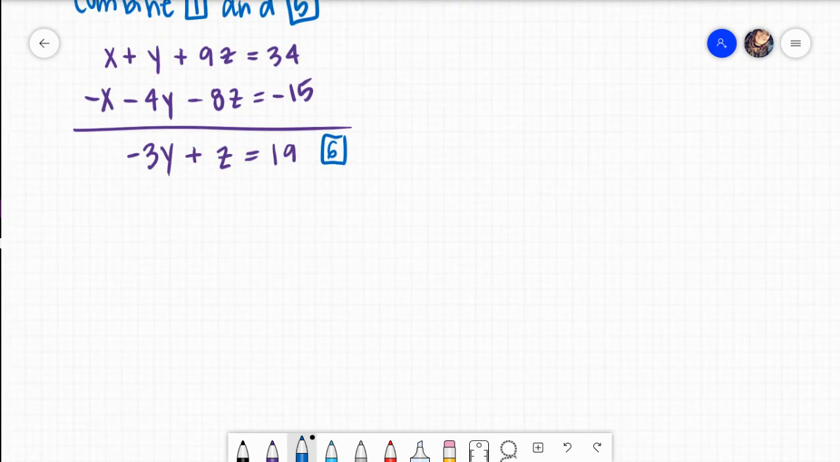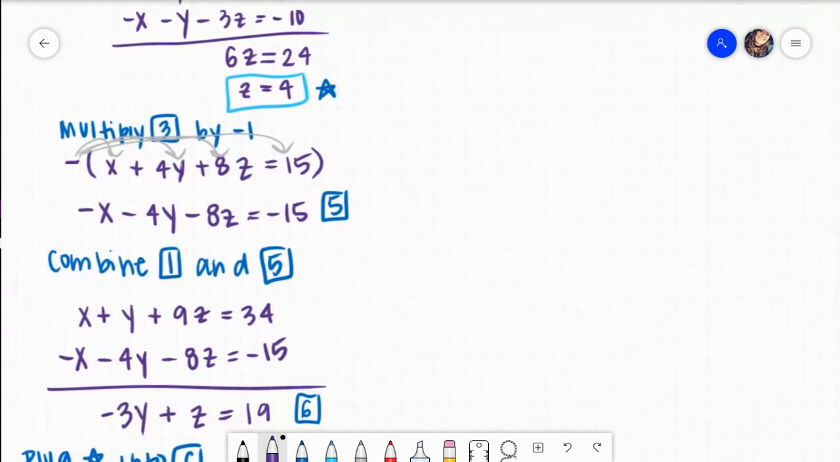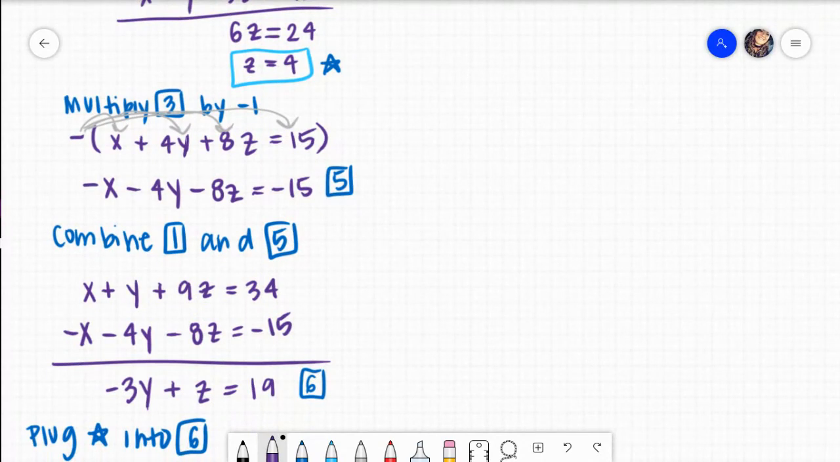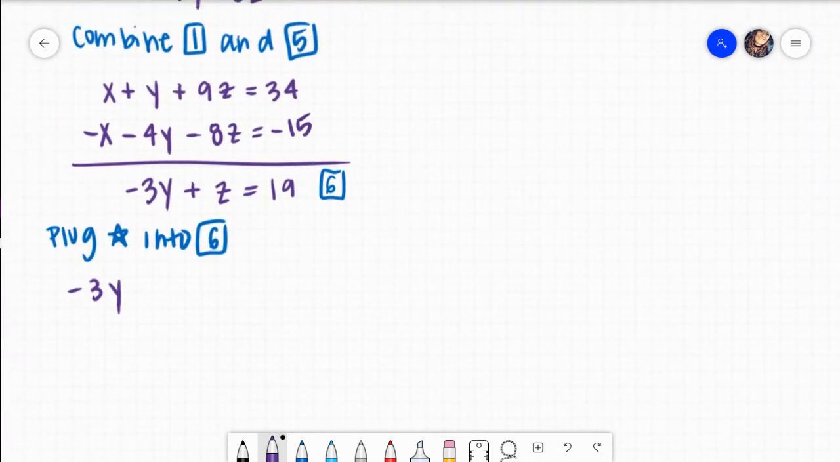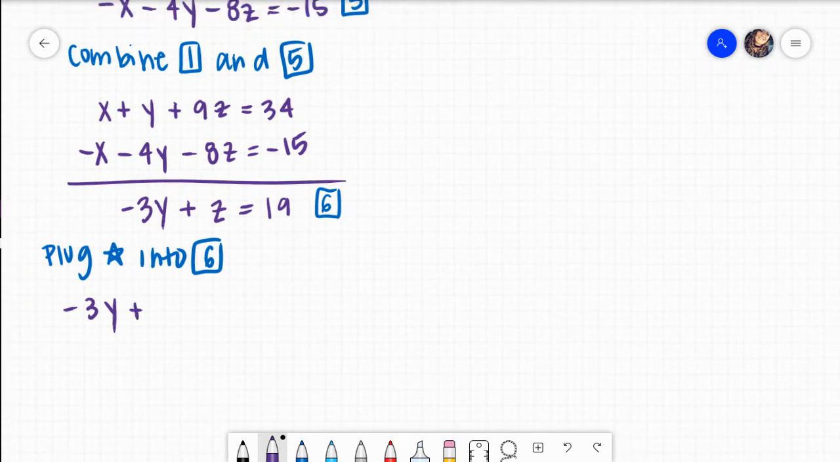So what we're going to do is plug star into equation number 6. I have a negative 3y. Honestly, I should have labeled that equation 5, and then this one would have been 6, and the next one would have been 7, right? But I messed up, because z equals 4 is an equation because it has an equal sign. So I'm going to plug that into equation 6. So negative 3y plus my z, which is 4, equals 19.